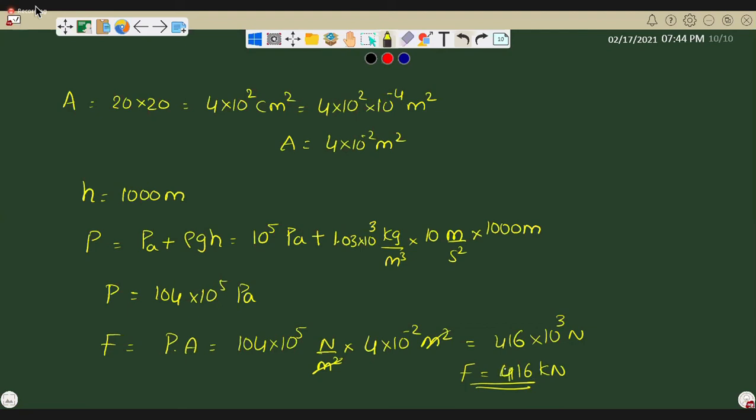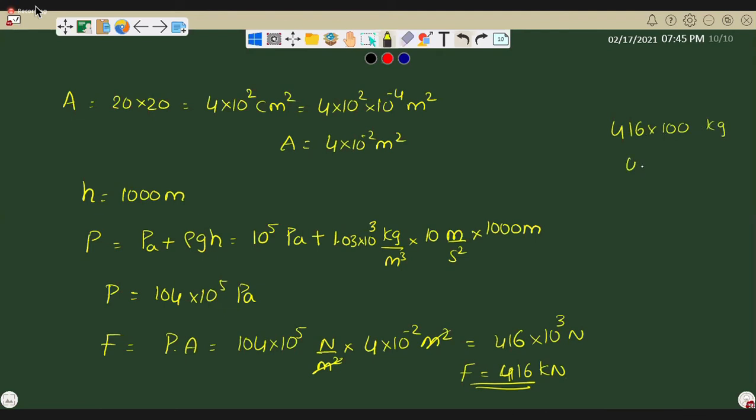So 416 kilonewtons is the force acting on a window of 20 centimeter by 20 centimeter of a submarine at a depth of 1000 meters. Draw your 20 centimeter by 20 centimeter window. How small a window is it? On that window, how much force is acting? 416 kilonewtons. Understood? If you want, divide this by your g, so it will be 416 into 100 kgs.